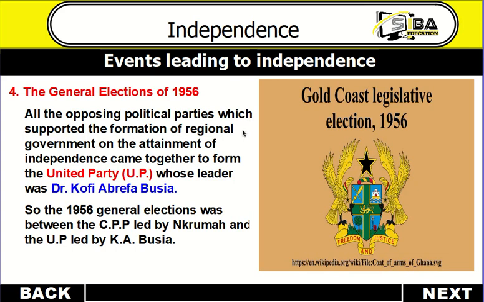Now let's look at the general elections of 1956. All the opposing political parties, which included the NLM and the Northern People's Party, they all came together to form one party called the United Party. And they chose their leader as Dr. Kofi Abrefa-Busia. So they went head-to-head with the CPP, which was led by Dr. Nkrumah.